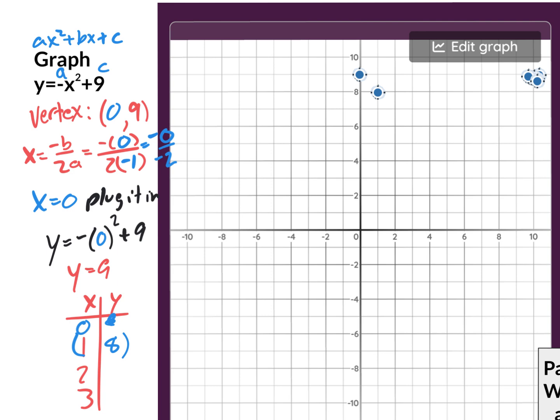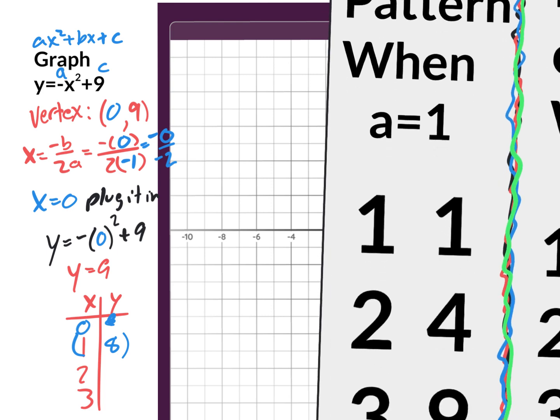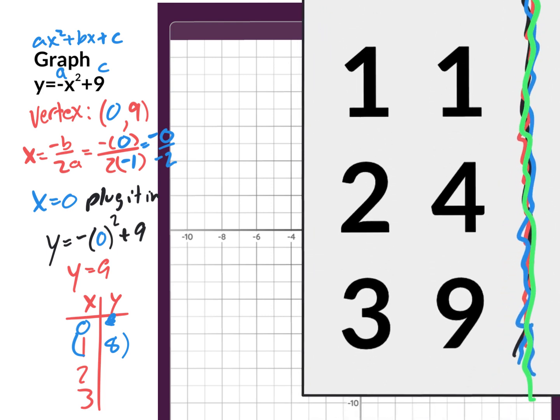Once again, I want to repeat this: if your a value is positive 1 or negative 1, it's kind of a waste of time to go through and do all this math. Why? Because if the a value is 1 or negative 1, it's going to be the same exact width as the parent graph, which has the pattern 1, 1, 2, 4, 3, 9. We've talked about this pattern. When a equals 1, you're going to have the pattern 1, 1, 2, 4, 3, 9 from the vertex.